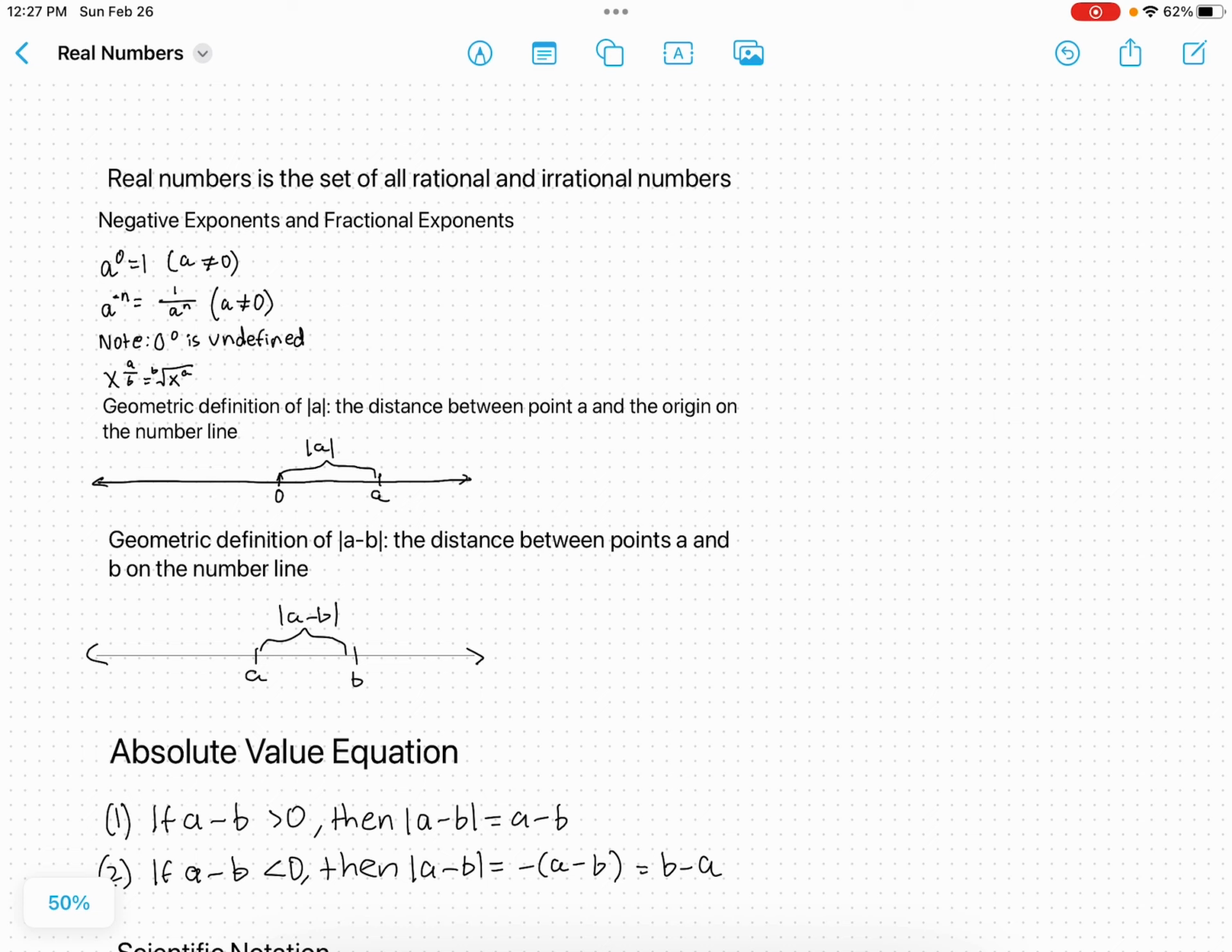A to the power of negative n equals 1 over a to the power of n, where a is not equal to 0. Note that 0 to the power of 0 is undefined. This is why when we say a to the power of 0 is 1, we cannot have a equal to 0.